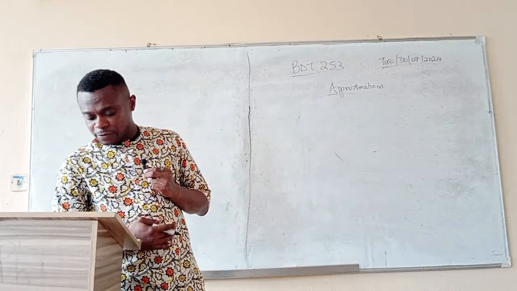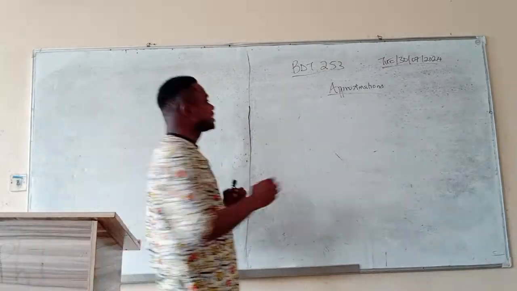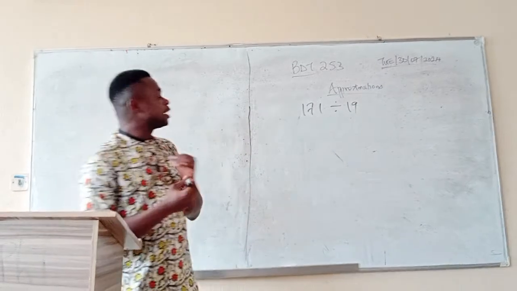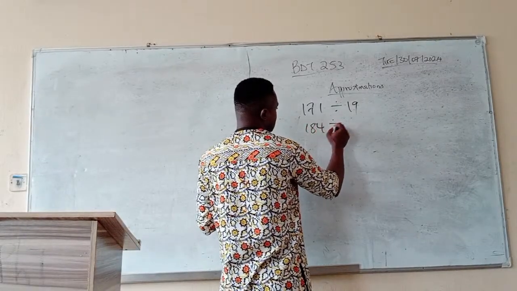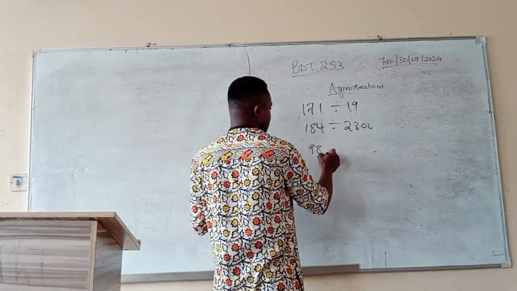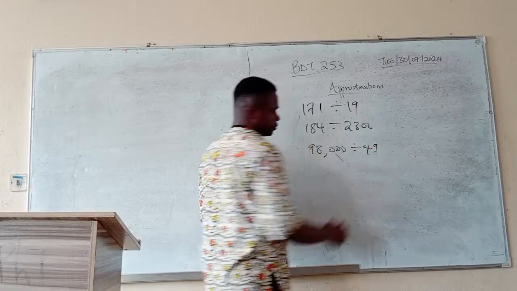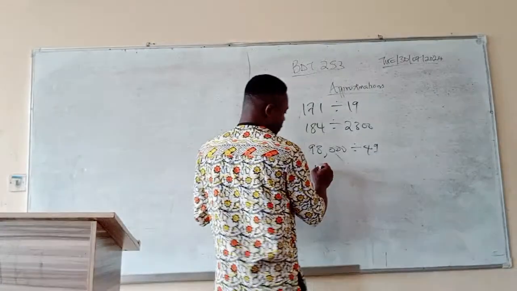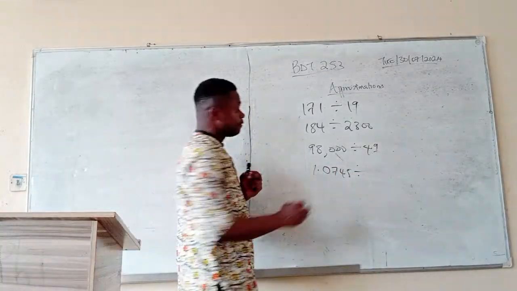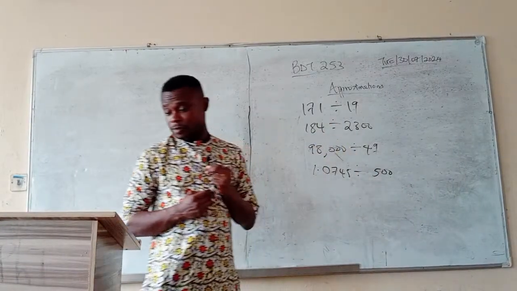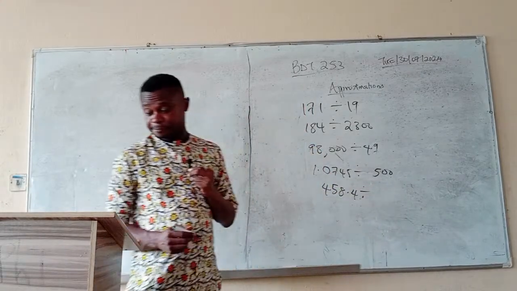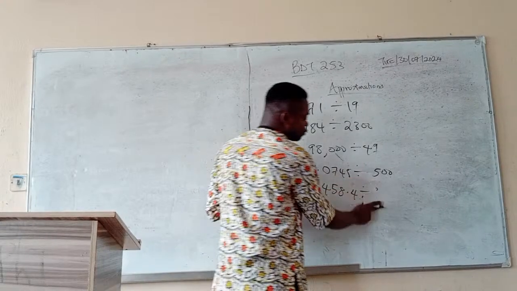All right, put this down from now on. 171 divided by 19. 184 divided by 2003. 98,000 divided by 49. 1.0745 divided by 500. 458.4 divided by 8. All right, let's look at these ones.